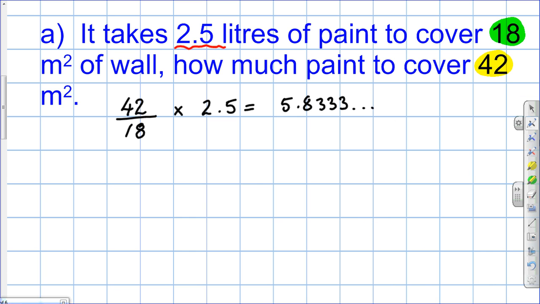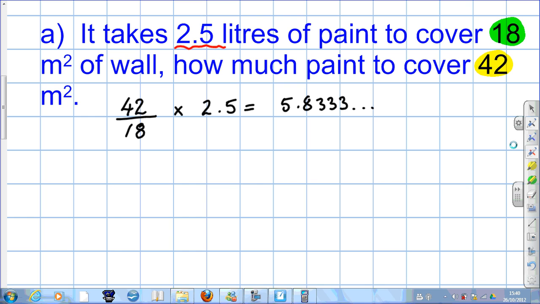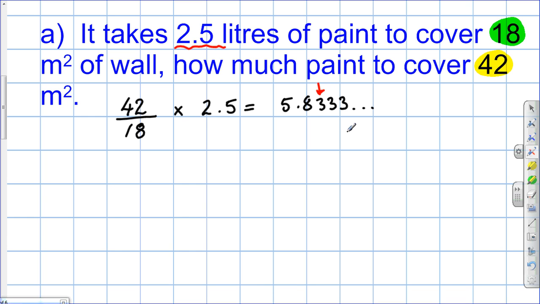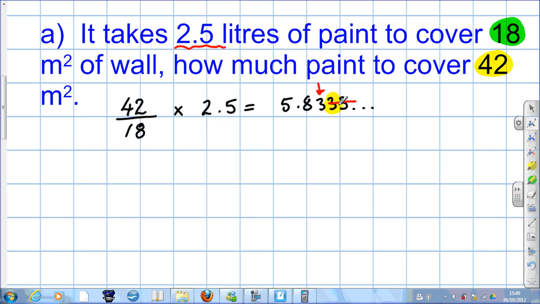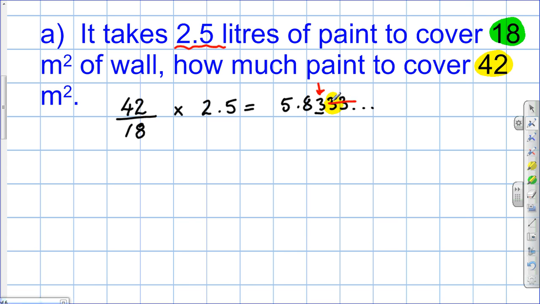Now I'm going to round my answer to 2 decimal places. So I put an arrow above the figure I'm keeping, and get rid of all the others. Now the key thing here is the first figure I cross out. If it's 5 or more, then this last figure goes up by 1. But if it's 4, 3, 2, 1 or 0, this last figure doesn't change. So in this instance it doesn't change. So here's my answer, 5.83. And what are the units? They're litres, and it's to 2 decimal places.